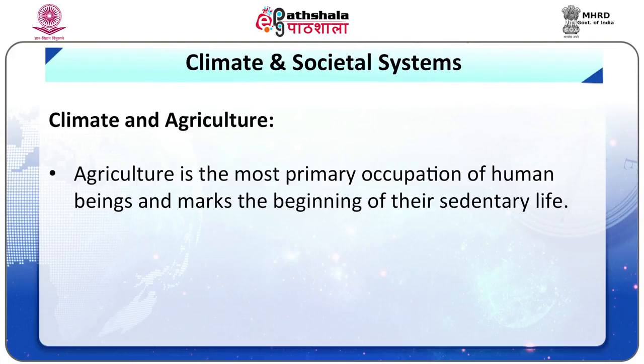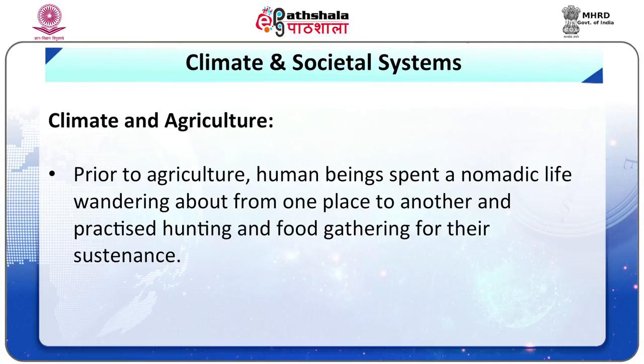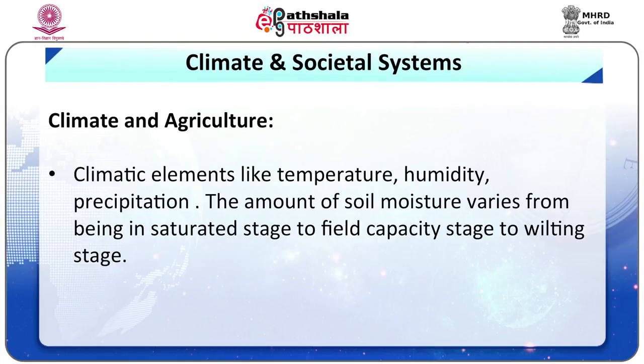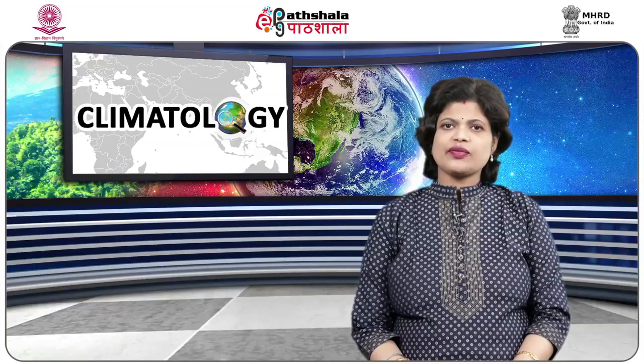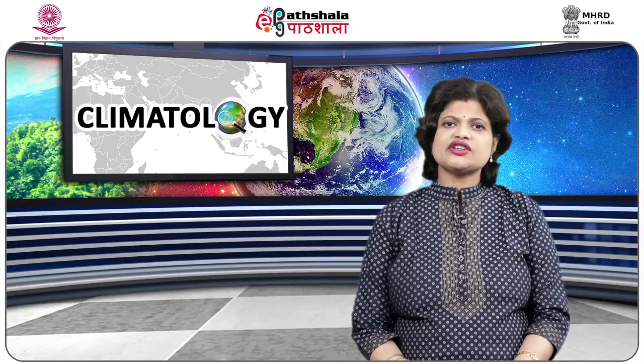Now in agriculture, which is the most primary occupation of human beings and marks the beginning of the sedentary life, prior to agriculture, human beings spent a nomadic life wandering from one place to another and practiced hunting and food gathering for their sustenance. Climatic elements like temperature, humidity, pressure, etc. determine the type of crops that are grown in a particular area and also determine their distribution at places having similar climatic conditions. It also determines the farming practices. Today in the technological era, a lot of advances have been made in the field of agriculture, and it has been possible to grow crops in quite adverse conditions.